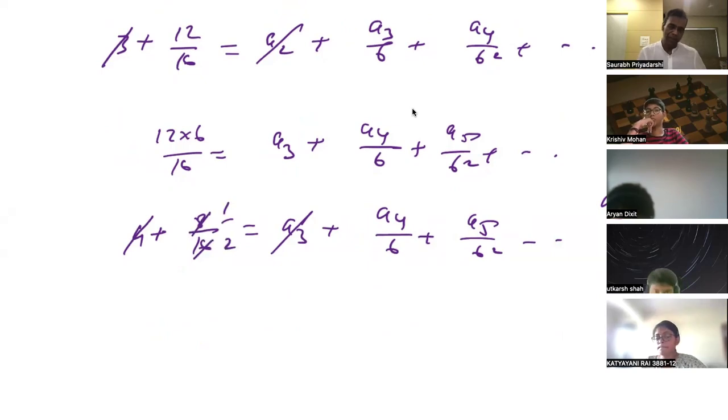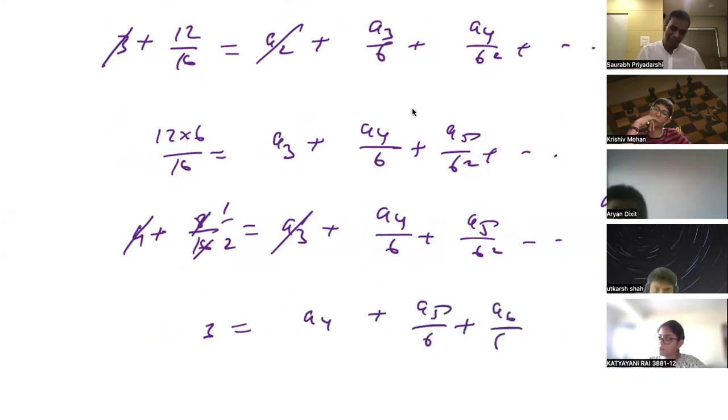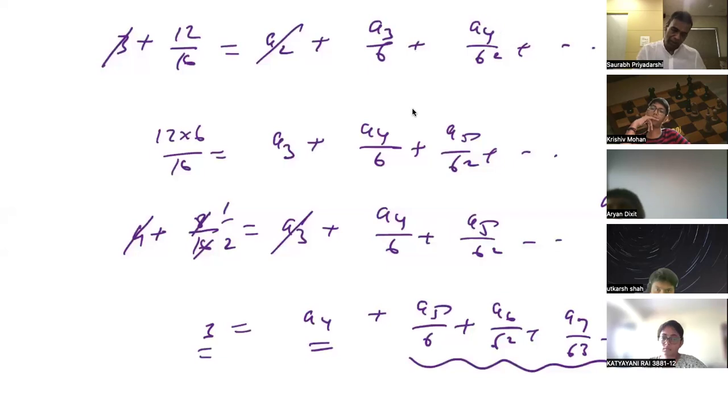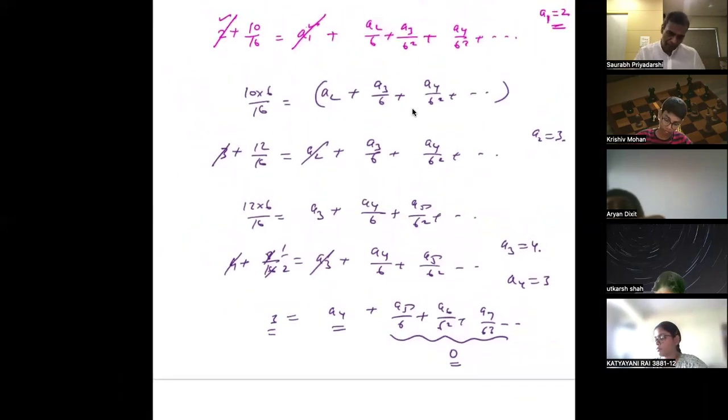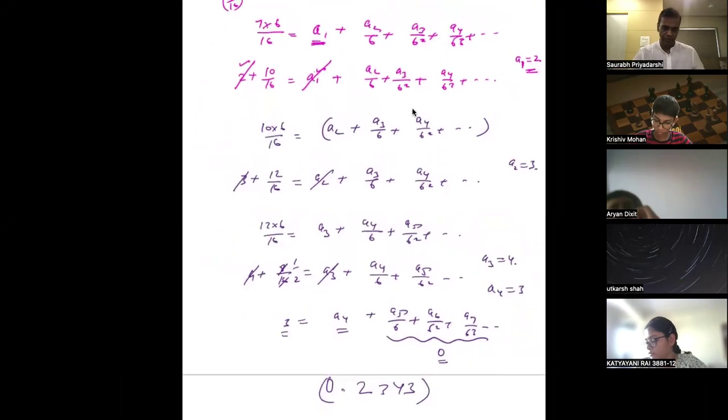Again multiplying with 6, right? So this 3 is equal to A4 plus A5 by 6 plus A6 by 6 square, A7 by 6 cube. All these numbers are fractions, but this is coming as the integer. So A4 is equal to 3 and the rest of the number will be 0. So I can say this number is nothing but 0.2343. Is this okay? It's not just the calculation part, right?